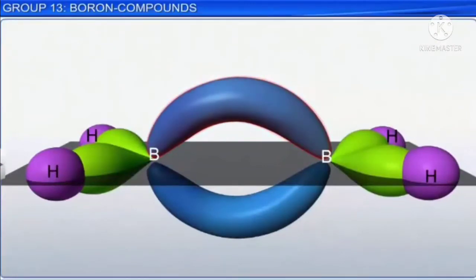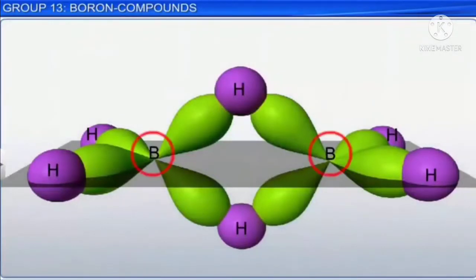Similarly, the other banana bond is formed on the other side. Thus, the two banana bonds formed lie above and below the plane of the boron atoms. The remaining two sp3 hybrid orbitals of each boron atom overlap with terminal hydrogen atoms to form normal sigma bonds. This results in the formation of 4 terminal hydrogen bonds.